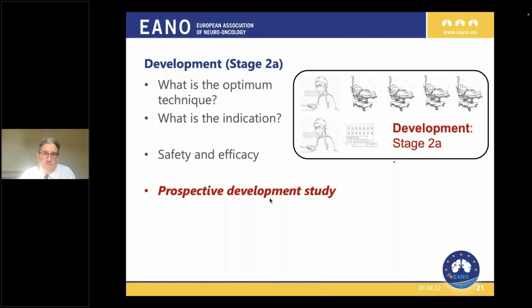And the data you collect from this is predominantly safety data and some efficacy data that will help you power further studies. And the way this is done is through a prospective development study. And in fact, the most important part of the outcomes for these studies is actually the development of the technique rather than any of the other outcomes I've mentioned.